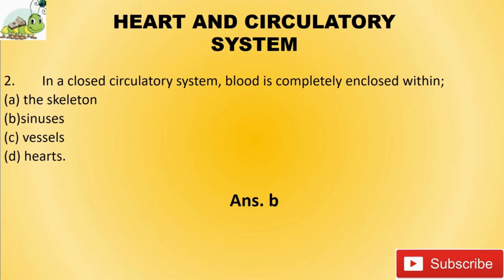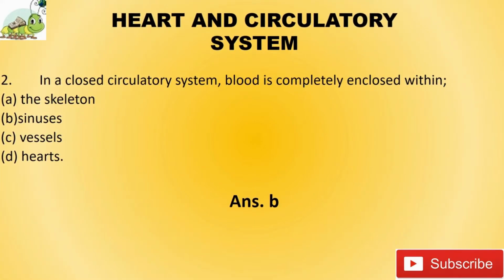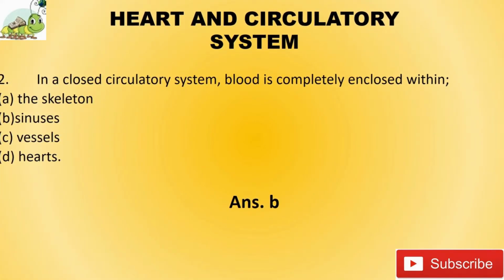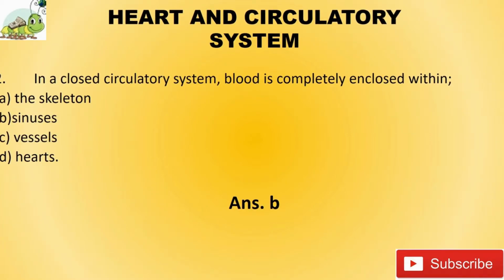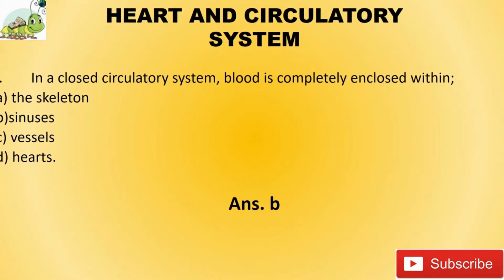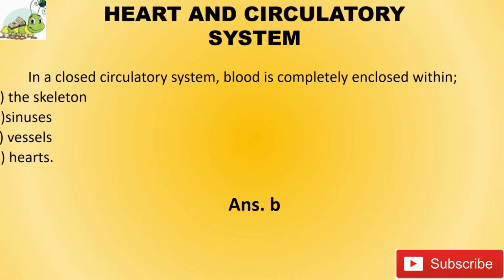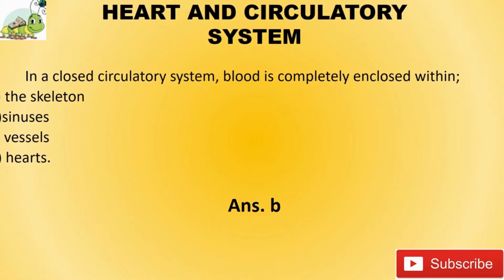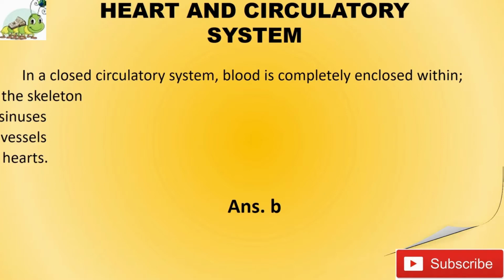Question number 2, answer is C. When the blood remains confined to the blood vessels, it is called the closed circulatory system. It is found in vertebrate animals, some annelids such as the earthworm, and some molluscs such as squid.